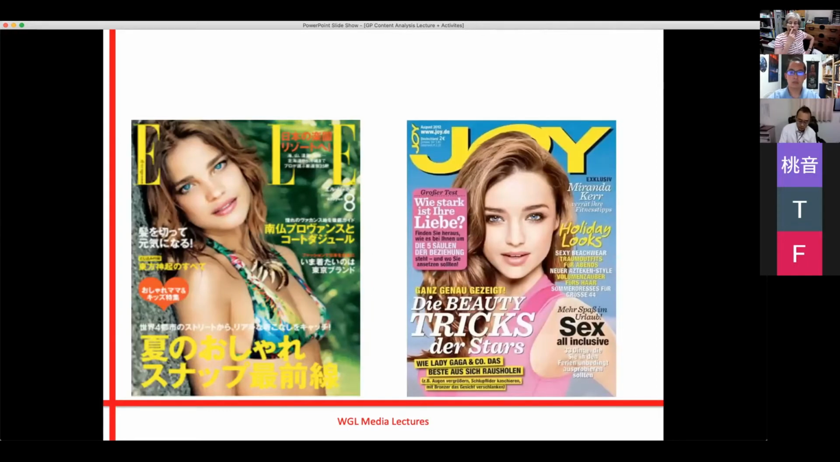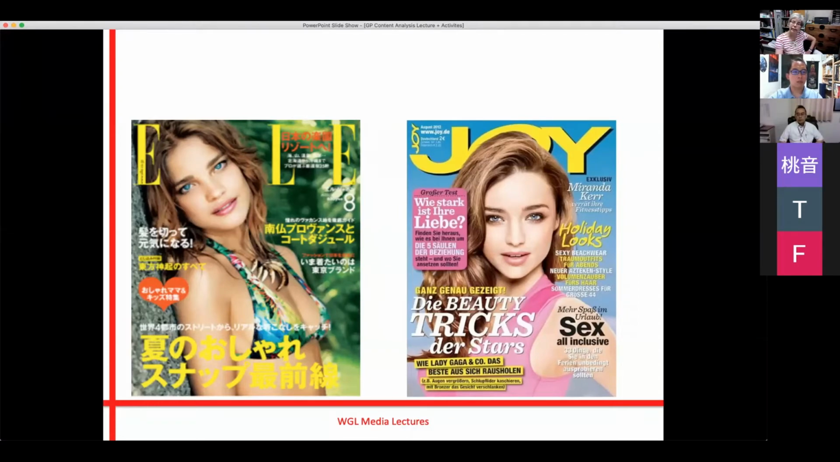Here are two magazines, Elle and Joy. I don't think you've seen Joy before. Joy is a German magazine. Elle, of course, is the Japanese version of Elle here. And both of these models are quite similar looking in their appearance, and their ethnicity seems to be European, okay? But their poses are quite different. Their facial expressions are quite different.